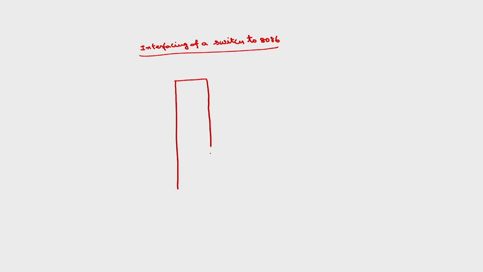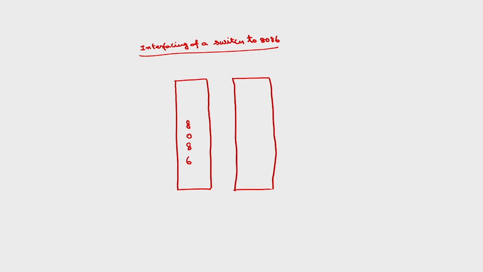Interfacing of a switch to 8086. We cannot connect this switch or LED directly to the 8086 because of different electrical characteristics. So, we need 8255 in between. I am not going to show the 8086 and 8255 connections because I have already discussed that. So, there is 8086 and 8255, connected using the interfacing circuitry that I have discussed in the earlier slides.